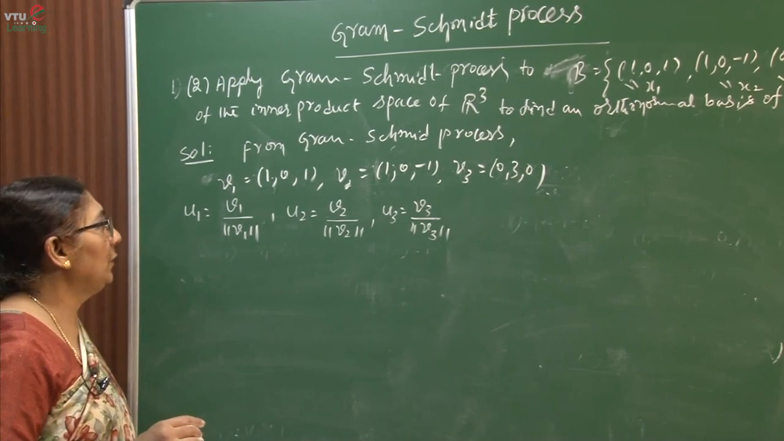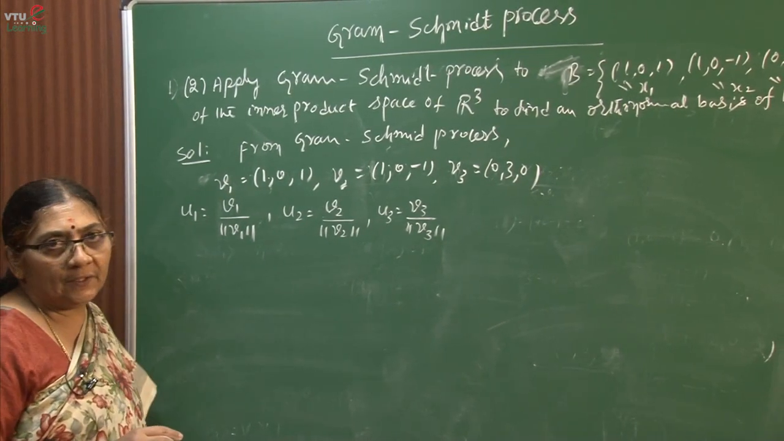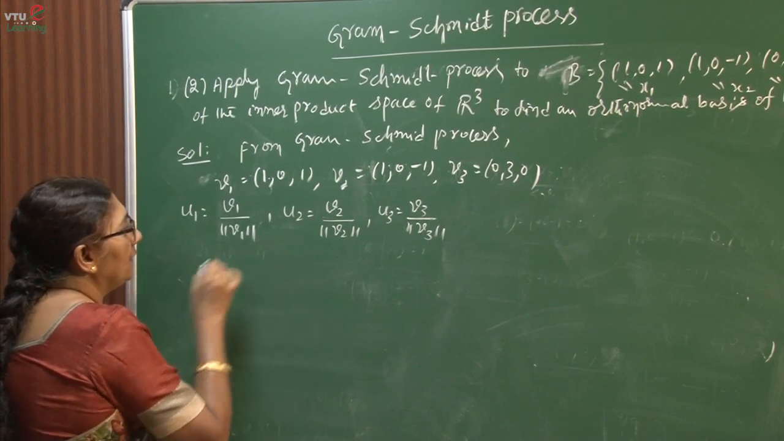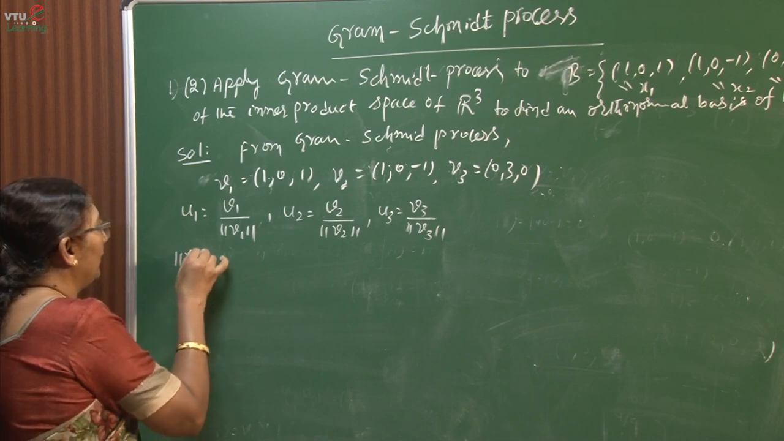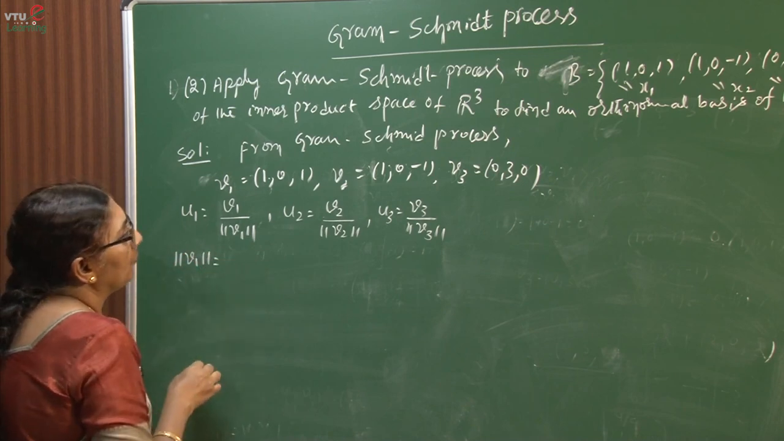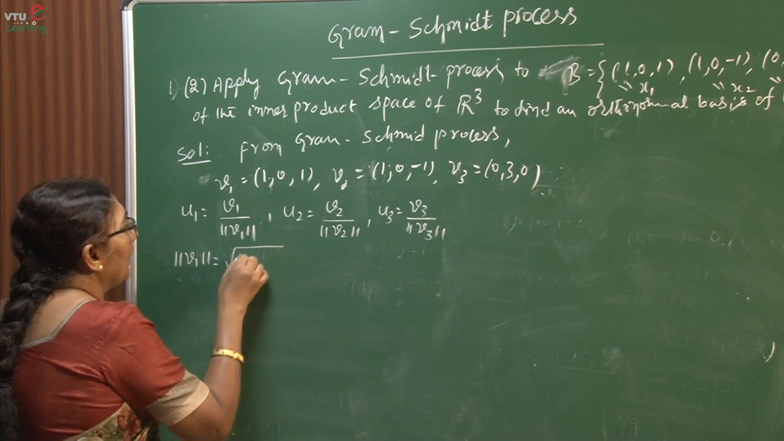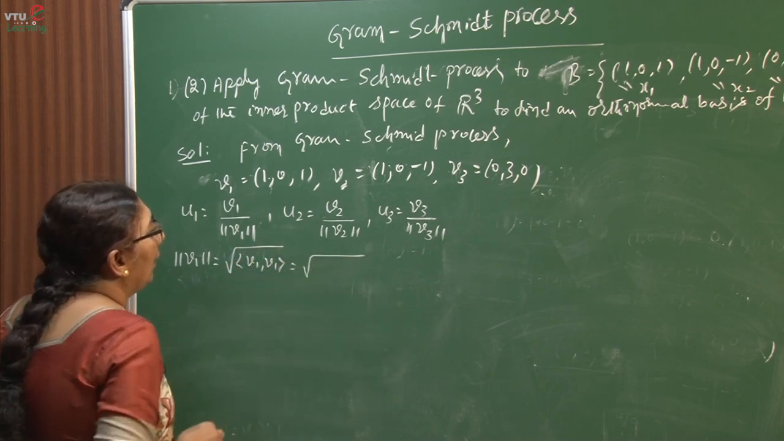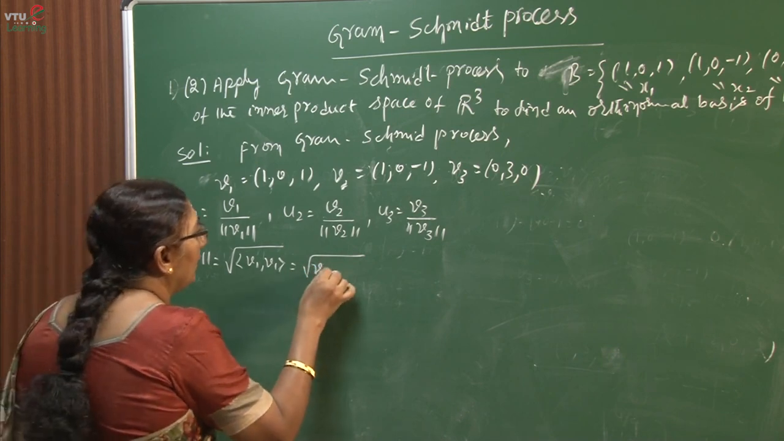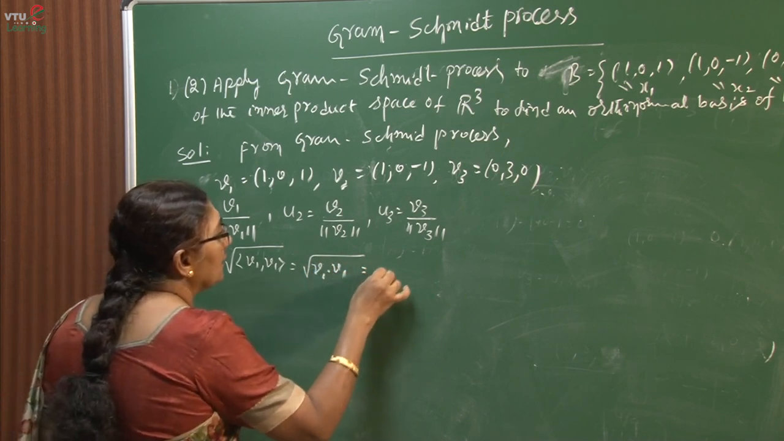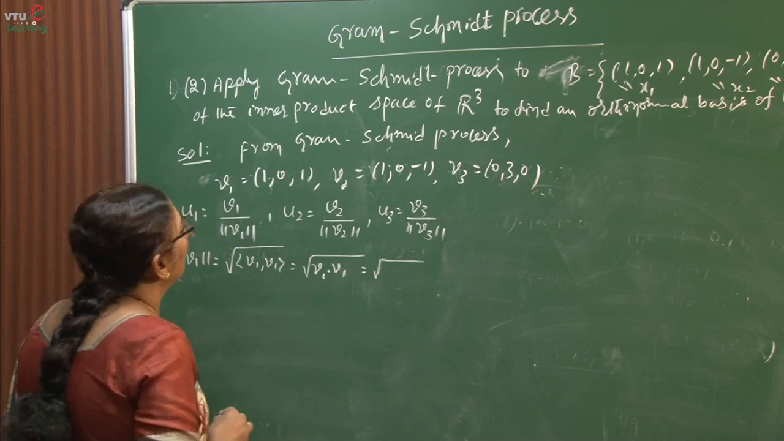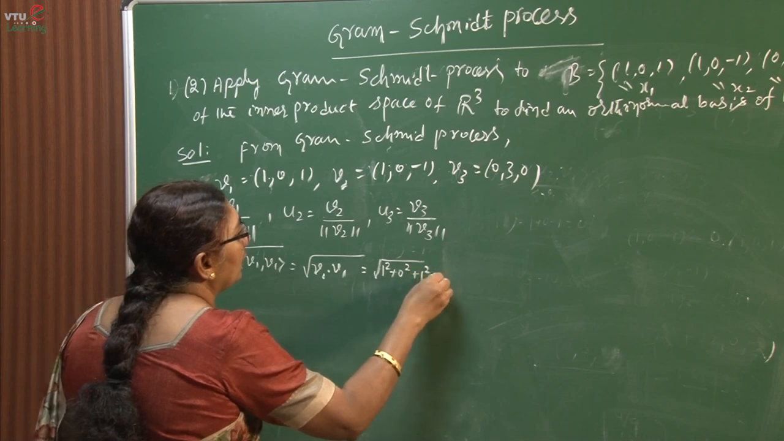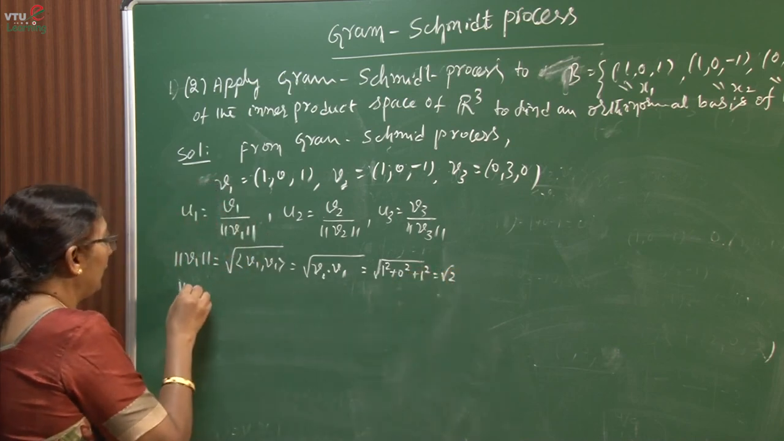Now, I want to find out u1, u2, u3, how to proceed. That's the thing. Here, I want to find out these values. First, you find out the norm of v1. What is the norm of v1? Square root of the inner product of v1, v1, which is square root of v1 dot v1, means 1 square plus 0 square plus 1 square. What do we get? Root 2.